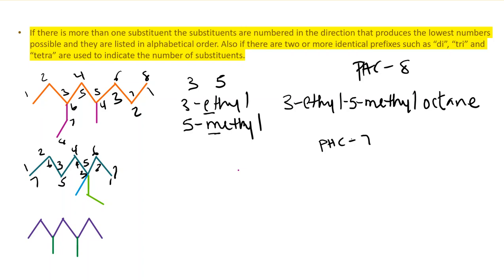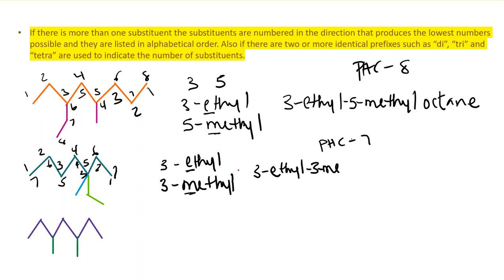So we see that both substituents are branching off of carbon 3 or 5. And since 3 is less than 5, we delete the 5. So on carbon number 3, we have an ethyl and a 3 methyl. So we can't use di or tri because ethyl and methyl are different. And we have to name them in alphabetical order. So that's 3 ethyl, 3 methyl, and then the parent hydrocarbon heptane.